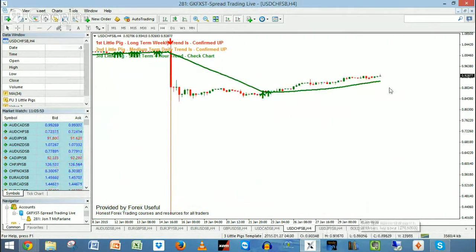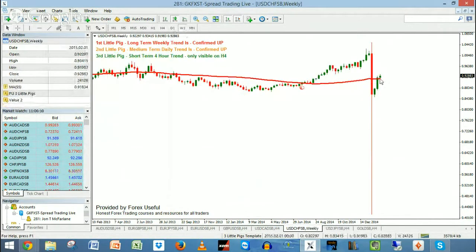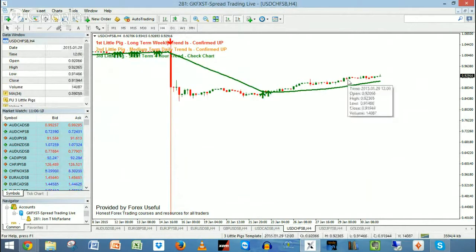USD Swiss, just avoiding this at the moment. Really, it's not worth anybody getting involved in USD Swiss, in my opinion, but there's a valid signal to the upside here. The weekly moving average was somewhere, I can't remember now because I'm not trading it, 9180. So late entry confirmed somewhere 9194.